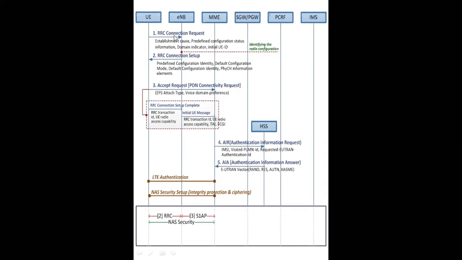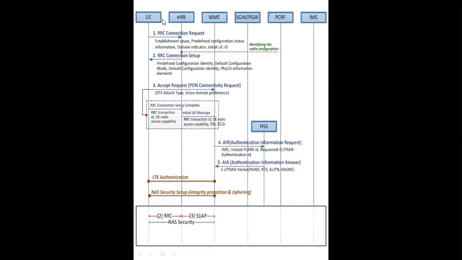So here I described in detail, this is our message 3. After that is successfully completed, you will send the RRC connection request message. In that RRC connection request message you will send the establishment cause. This could be MO signaling or MO data. Then predefined configuration status information, domain indicator, and initial UE ID. This ID is a random ID.